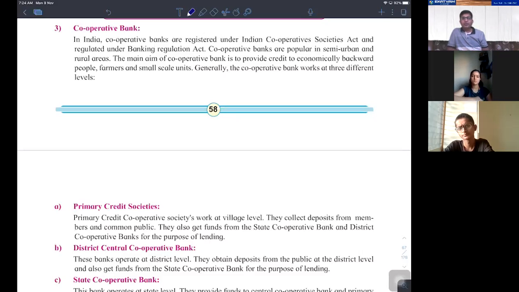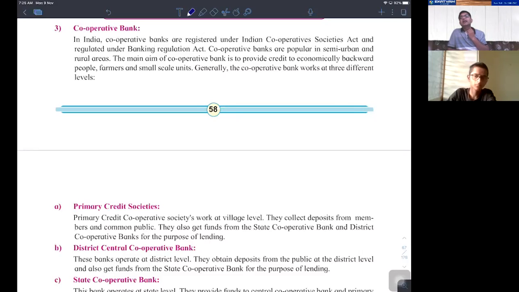In India, the cooperative banks are registered under the Indian Cooperative Societies Act and regulated under the Banking Regulation Act. Cooperative banks are popular in semi-urban and rural areas, majorly in the rural areas. लाइक अगर आप गांव चले जाओ वहां पे आपको दिखेगा अकोला अर्बन कोऑपरेटिव बैंक लिमिटेड, और फॉर दैट मैटर बुल्ढाना अर्बन क्रेडिट कोऑपरेटिव सोसाइटी, या फिर वो डोंबिवली नागरी सहकारी बैंक लिमिटेड, थाने जनता सहकारी बैंक लिमिटेड.